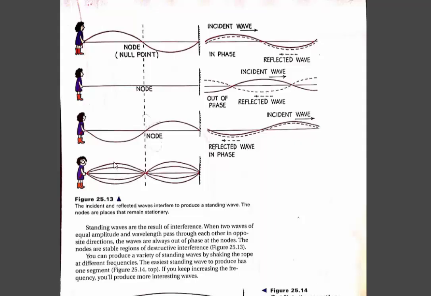Over here it's going way high, way low, way high, way low. And over here is another antinode. Way high, way low, and so on. Okay, so these are antinodes. Here in the middle is what we call a node.